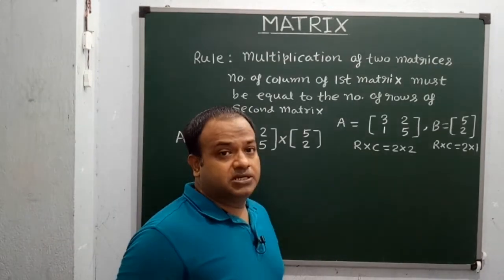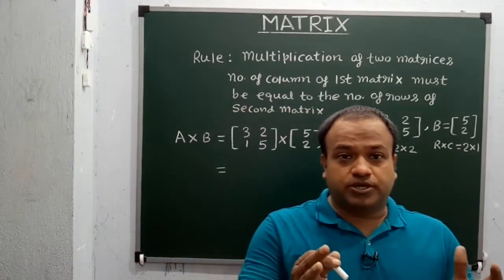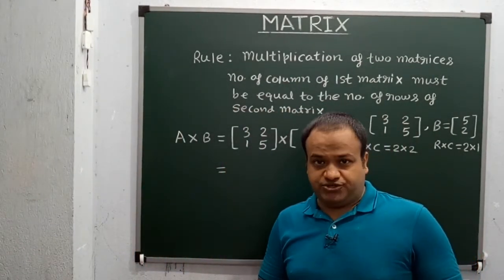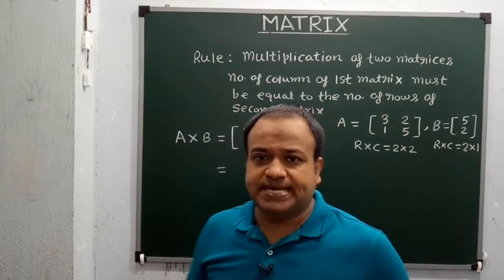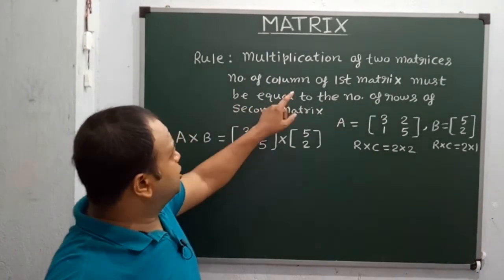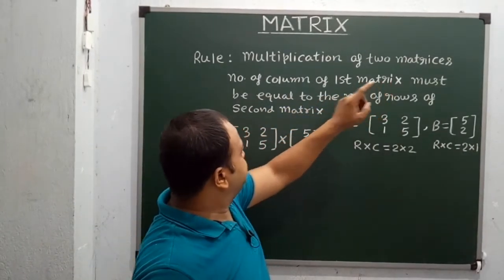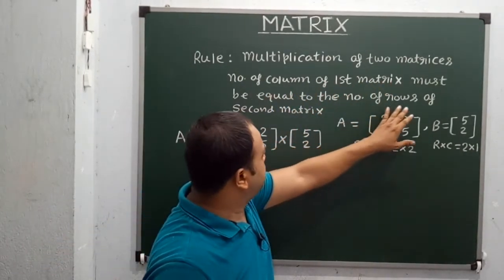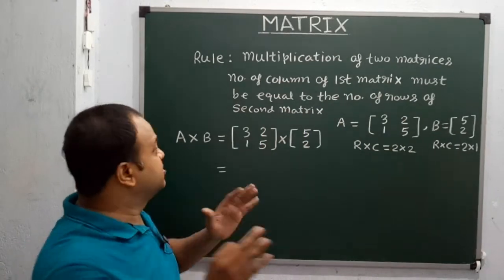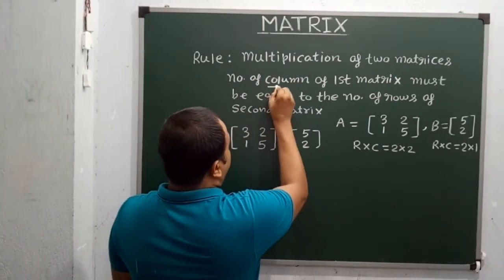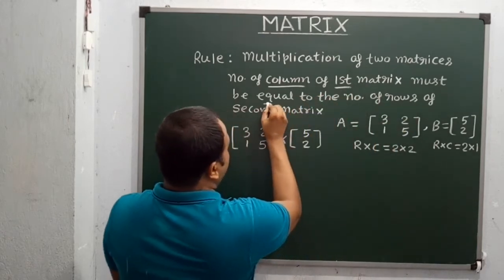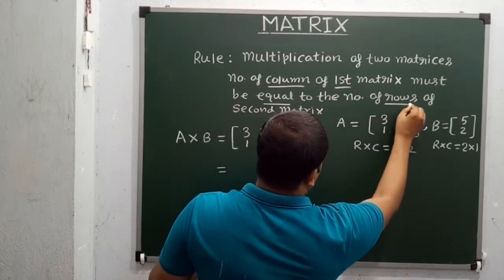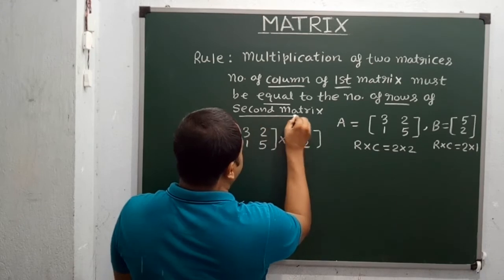And now we will understand about the product between two matrices. What is the rule we have to know? The rule is that the number of columns of the first matrix must be equal to the number of rows of the second matrix. Remember this: the number of columns of the first matrix must be equal to the number of rows of the second matrix.